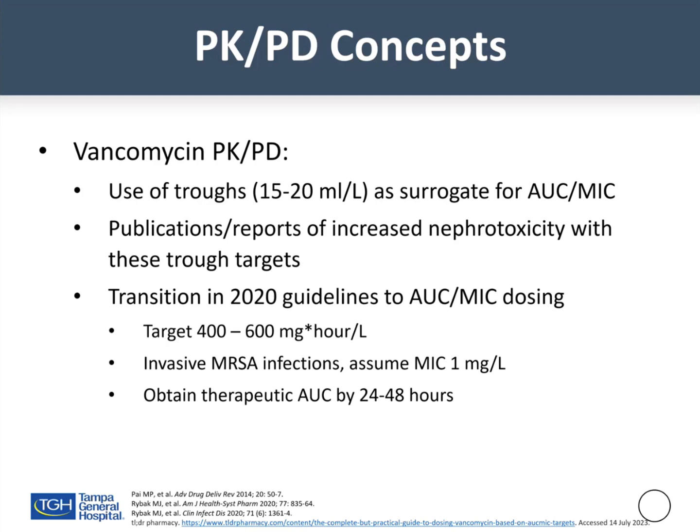They did say that the best data is in invasive MRSA infections. It's important that I say this here because you might be working at hospitals right now or in the future where they're only going to do AUC-guided dosing for Vanco for MRSA infections. Tampa General is taking the approach of we're going to do AUC dosing for all of our gram-positive infections. If it's good enough for MRSA, we theorize that it should be good enough for other gram-positive infections.